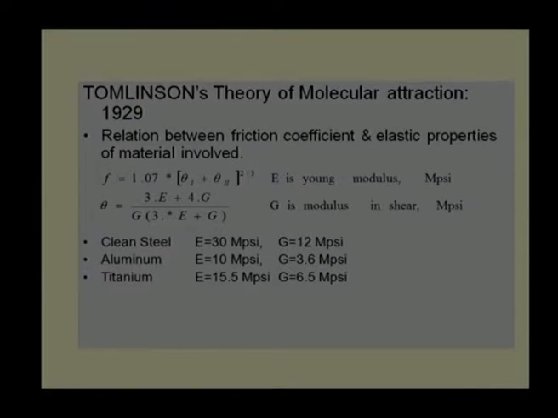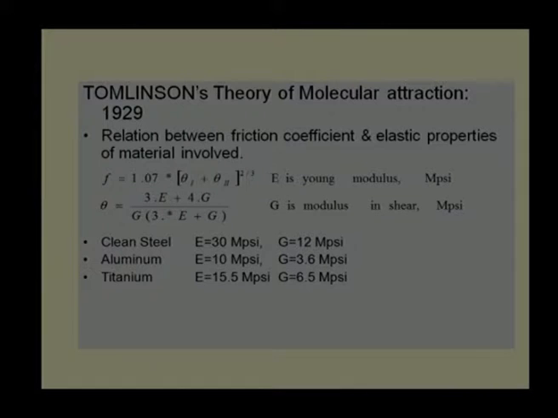Then an interesting thing came in 1929, as Tomlinson gave a theory related to molecular attraction. He said that when one element is placed on another element, there is a possibility of molecular attraction. We know atomic forces, and we know that some materials have more tendency to attract compared to other materials. Take the example of ceramics: they have a lesser tendency for molecular attraction, but metals have a high tendency to attract other material.